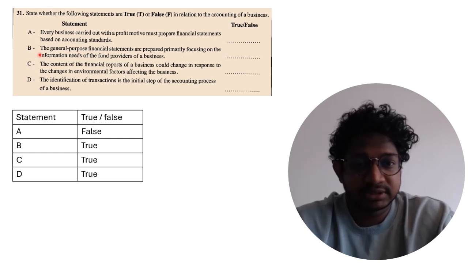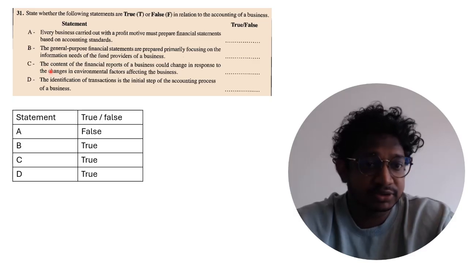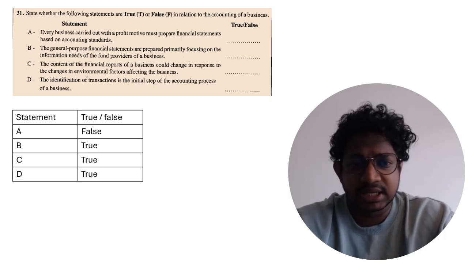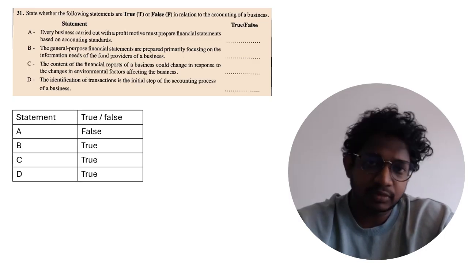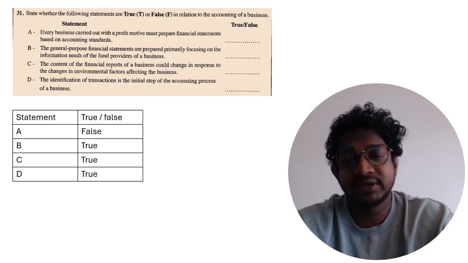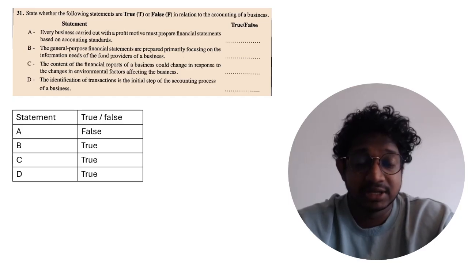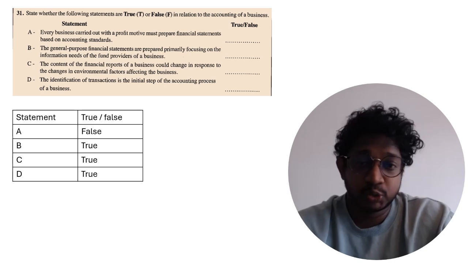B. General purpose financial statements are prepared primarily focusing on the information needs of the fund providers of a business. That's correct. The content of the financial reports of the business could change in response to the changes. Yes, it's correct. The identification of transactions is the initial step. Yes, in the accounting process, you have to identify transactions through source documents. That is your first step in the accounting process. So that's a true statement.